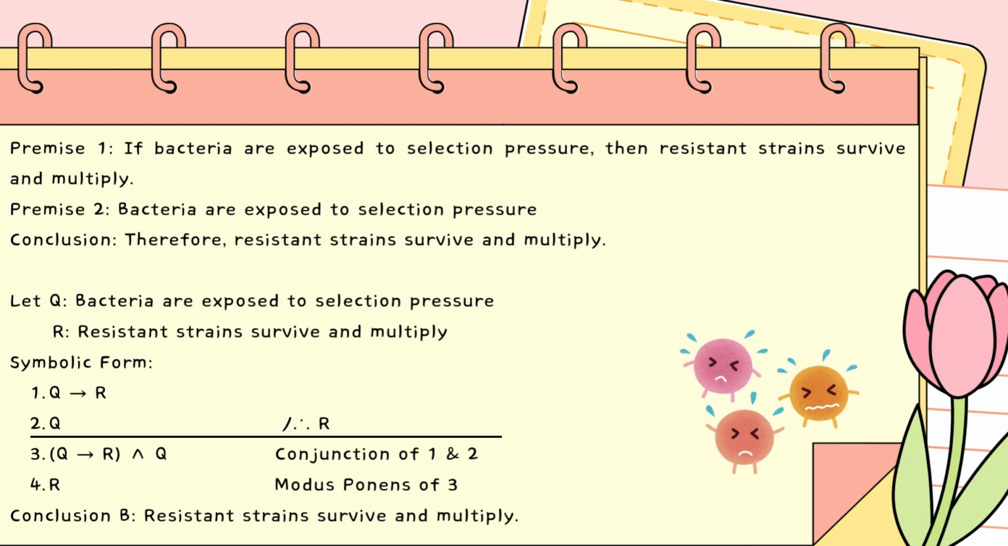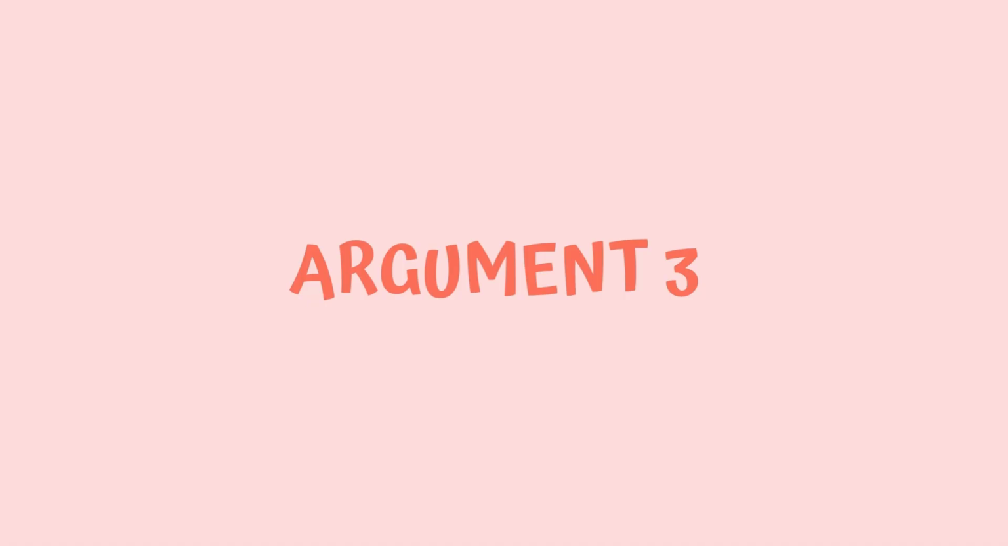Now, we need to change the premises into symbolic form, which are numbers 1 and 2, and prove the validity of this argument. Conjunction of 1 and 2, which is Q implies R and Q. We will get R according to the modus ponens rule. The conclusion B is resistant strains survive and multiply. After that, we will proceed to argument 3.